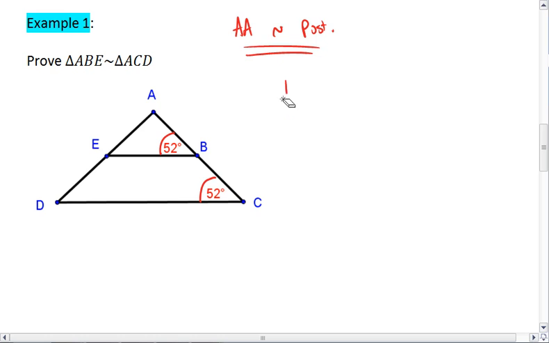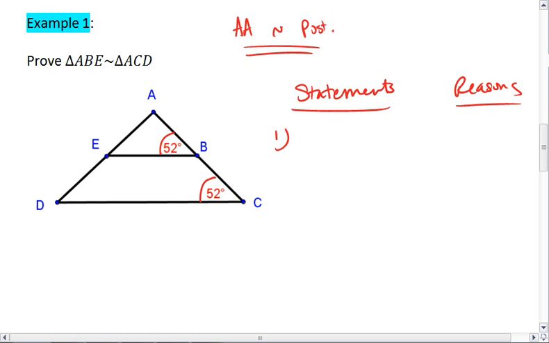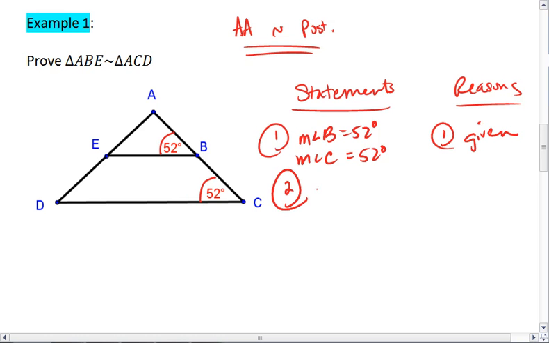We have our statements and we have our reasons. Actually, what we should write is that the measure of angle B equals 52 degrees, measure of angle C equals 52 degrees, and that's given. We then know that angle B is congruent to angle C, and that is the definition of congruent angles.